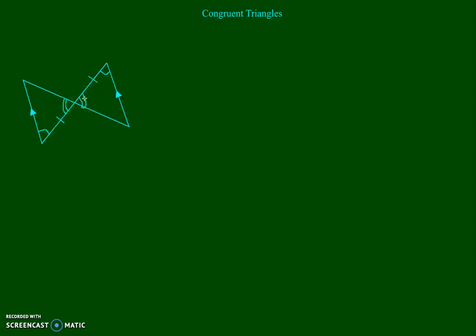Now this was just a small set of the types of problems you'll encounter related to these three postulates, but I hope it'll serve as a guide to help you solve those problems. So let's go ahead and move on to the next section.